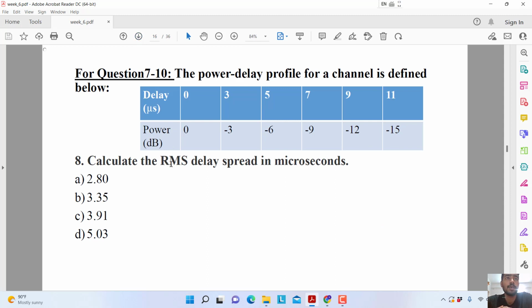Similarly, next we have to calculate the RMS delay spread in microseconds. So just use the formula for the RMS delay spread. The data is the same.